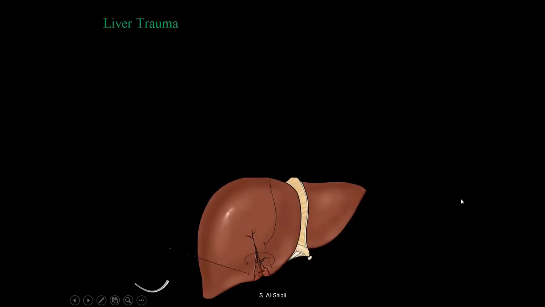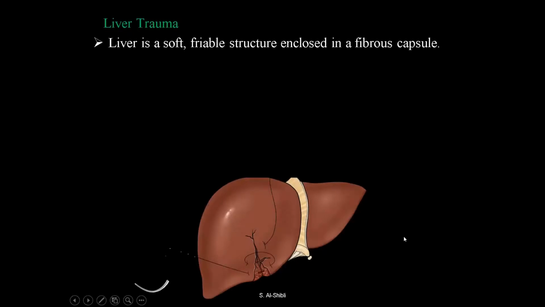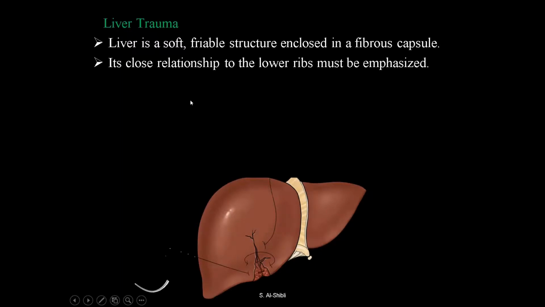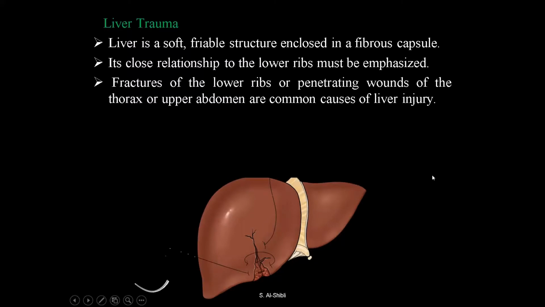Liver trauma. It is a soft structure enclosed in a fibrous capsule. So the relationship of the liver to the lower ribs must always be emphasized. Why? Because fracture of these ribs or a penetrating wound to the thorax or upper abdomen can cause liver injury. And it is highly vascular, so it might lead to an emergency if you don't salvage the laceration of the liver.